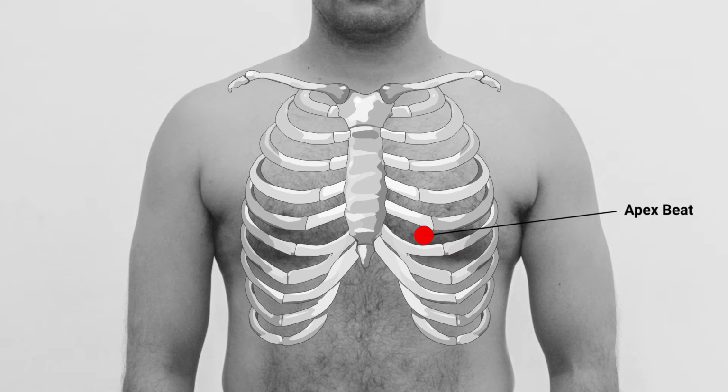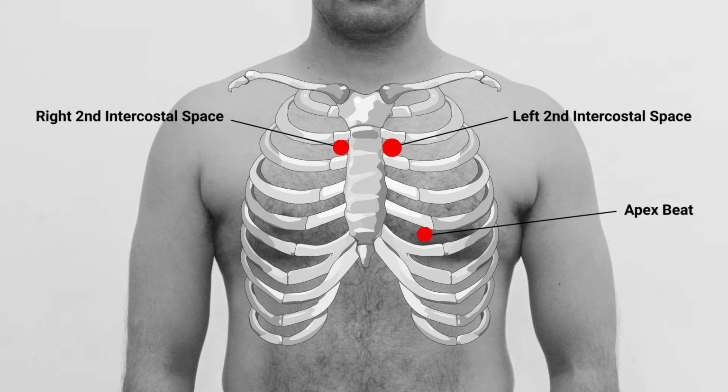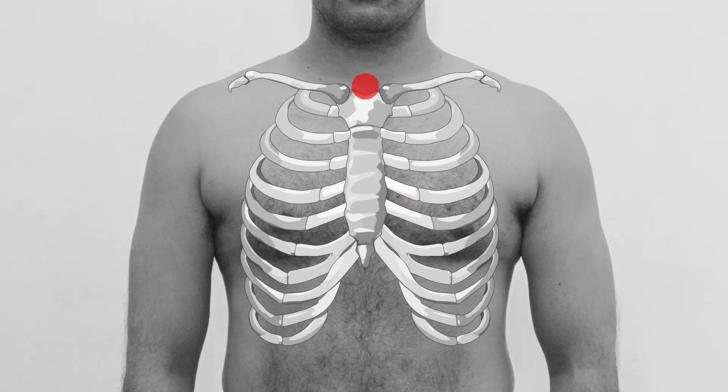Next, feel for thrills at the apex, second intercostal space right to the sternum, second intercostal space left to the sternum, and fourth intercostal space left to the sternum. Next, feel for any other pulsations at the root of the neck, at the front of the chest and in the epigastrium just below the xiphisternum.